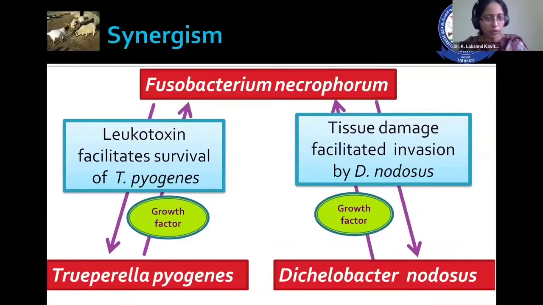Fusobacterium necrophorum is also an anaerobic organism. Dichelobacter nodosus is also an obligate anaerobe, whereas Trueperella pyogenes is the one which takes up whatever little oxygen is available at the site of the lesion.